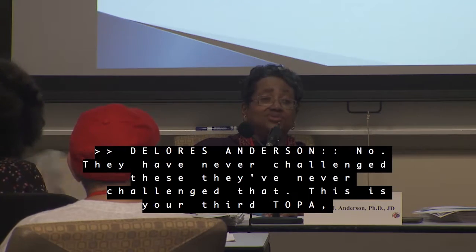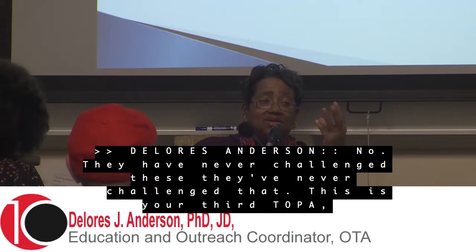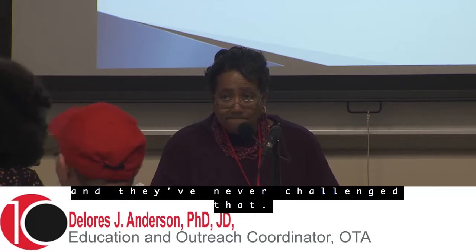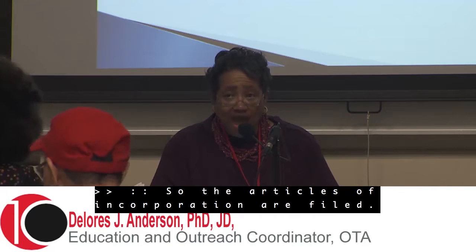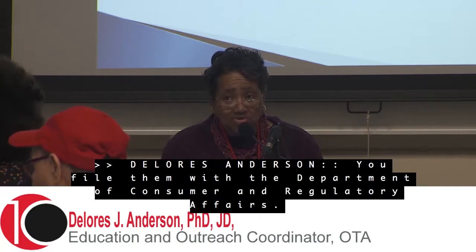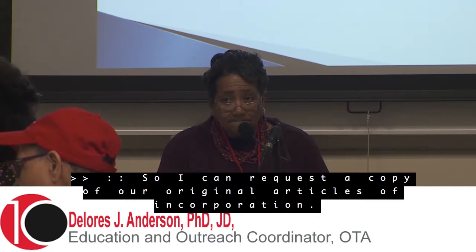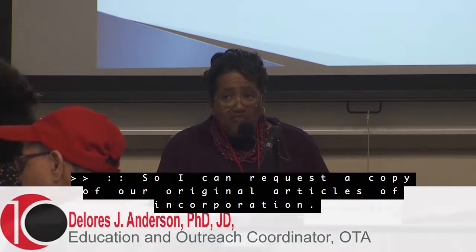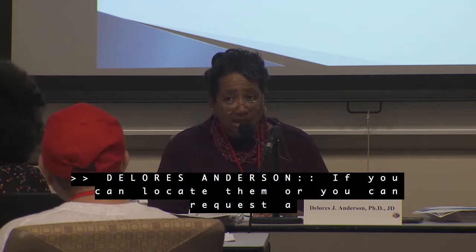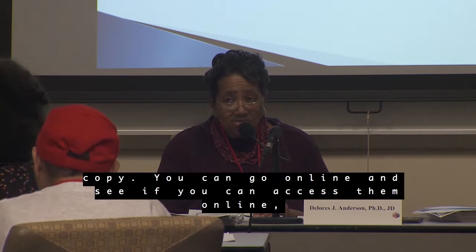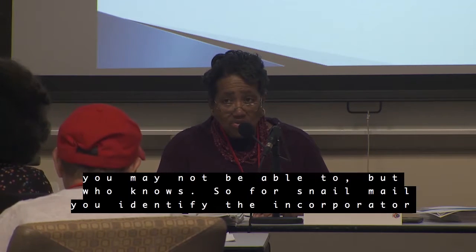They have never challenged you. This is your third TOPA. Right, they've never challenged that. So the articles of incorporation, you said they're on file? You filed them with the Department of Consumer and Regulatory Affairs. So can I request a copy of our original articles of incorporation if I can't locate them? If you can't locate them, you can request a copy. You can go online to see if you can access it online. You may not be able to, but who knows?